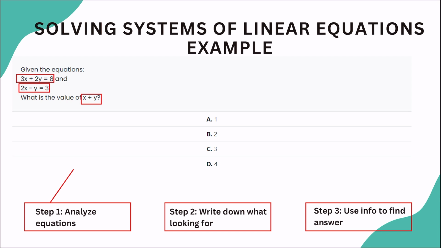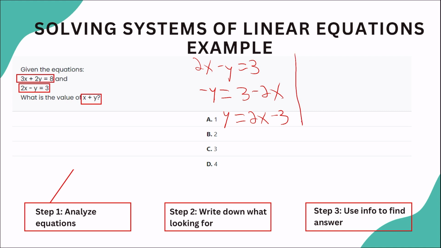So I'm going to start by rewriting our second equation, and I'm going to use substitution for this question. So here's our second equation, and I'm going to isolate y so we can substitute it into the first equation. So first, let's subtract 2x from both sides. And then we're going to multiply both sides by -1, and this is going to give us y equals 2x minus 3. So now that we have our y isolated, we can plug it into our first equation.